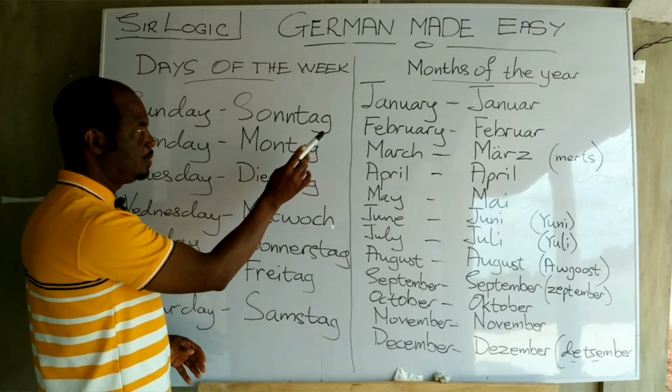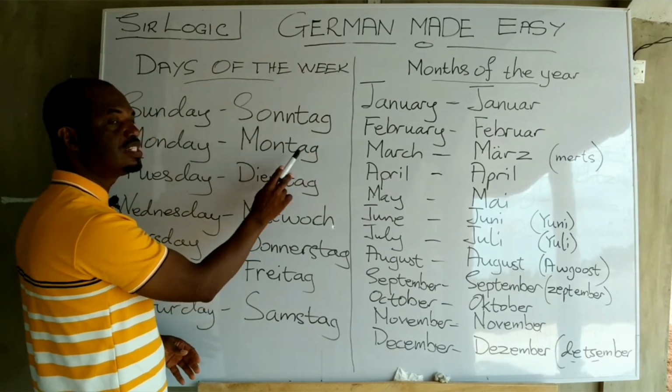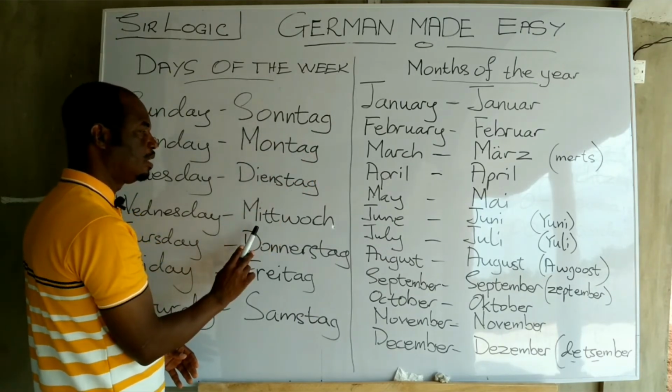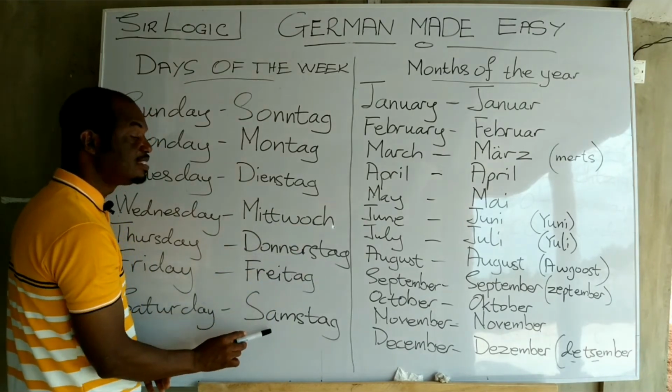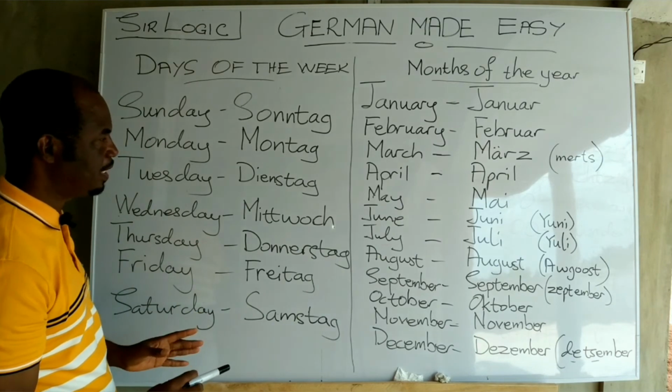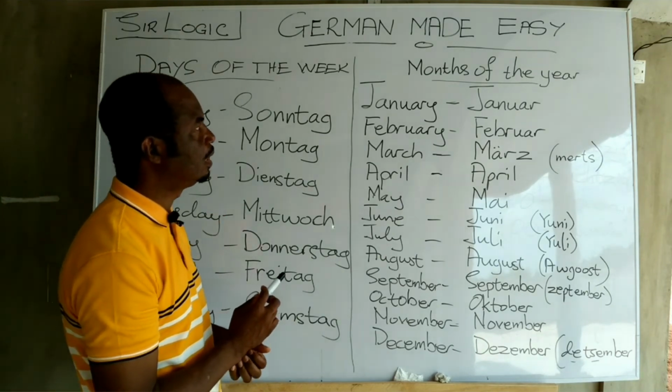Sonntag, like G. Sonntag, Montag, Dienstag, Mittwoch, Donnerstag, Freitag, Samstag. That is the days of the week. Now let's go for the months of the year.